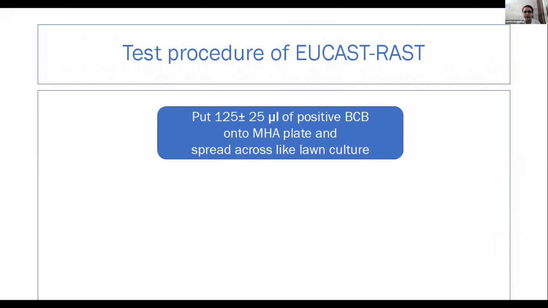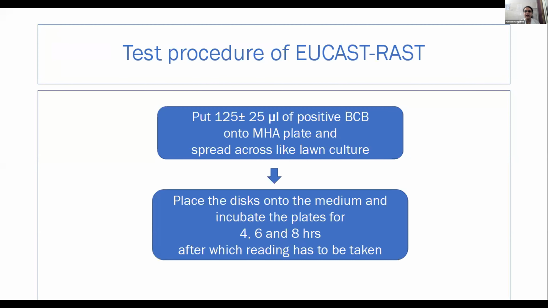Now coming to the test procedure here. In CLSI, 4 drops were used. Here it is 125 plus or minus 25 microliters of the positive blood culture broth that has to be put on the MHA plate and spread across as a lawn culture. So the amount of blood differs in EUCAST and CLSI. Following this, we place the discs onto the medium and incubate the plates for 4, 6, and 8 hours, after which the reading has to be taken.